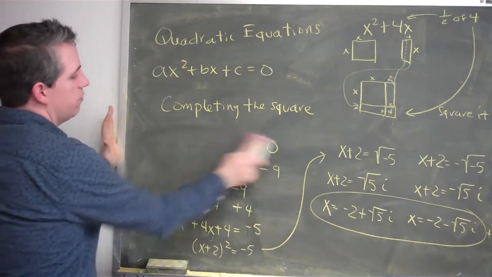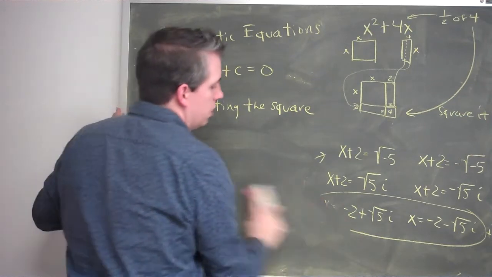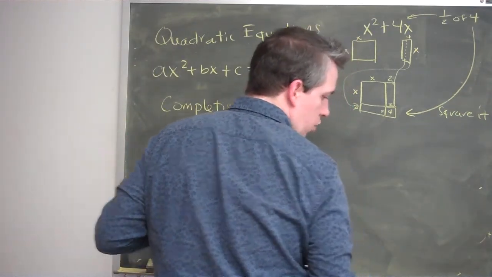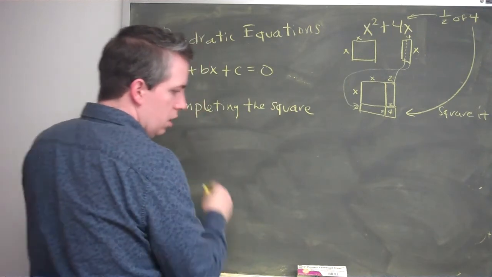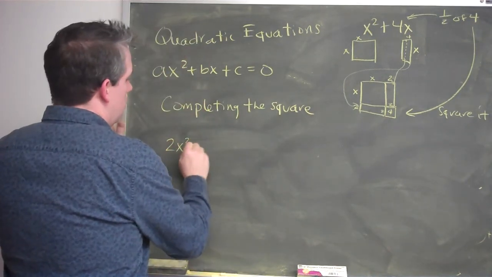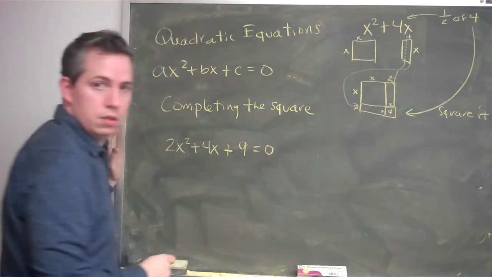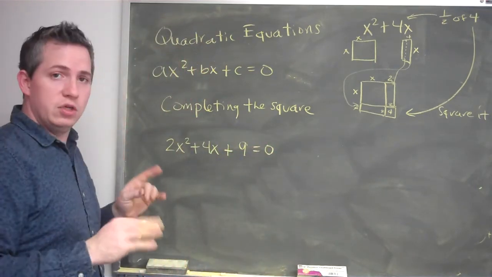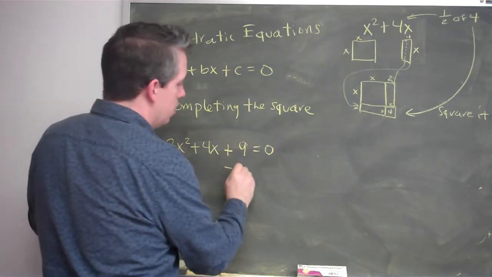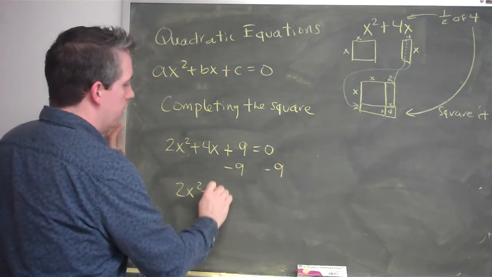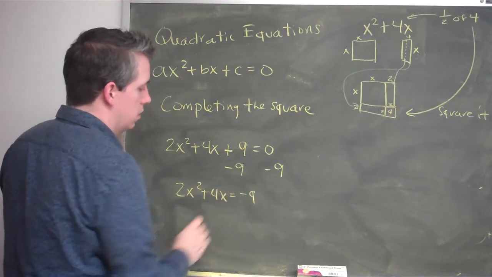What if I had something in front of the x squared? So suppose I need to complete the square again. We can play the same game. So suppose that I have something like 2x squared plus 4x plus 9 is equal to 0. So the first thing I do is I move the 9 over because it's bothering me. And I get 2x squared plus 4x is equal to negative 9.